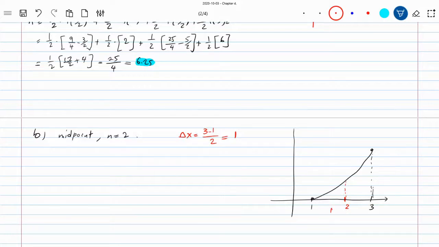How about the height? It says use the middle point. So it means use this midpoint to approximate. But it's not the midpoint of the curve. It's the midpoint here. It's between 1 and 2. You will pick the midpoint. What is that midpoint? It's 3/2. Between 2 and 3, the midpoint is 5/2. And we will use this to approximate.